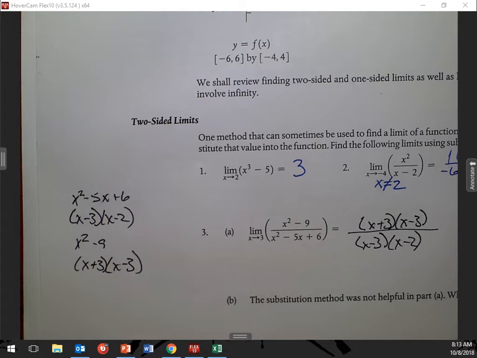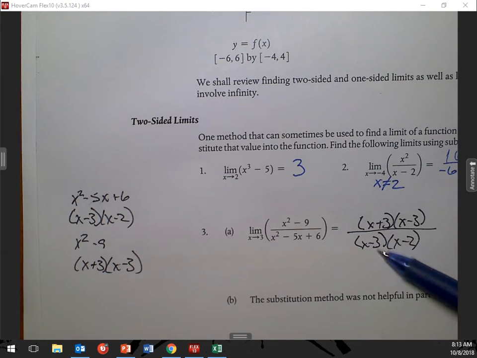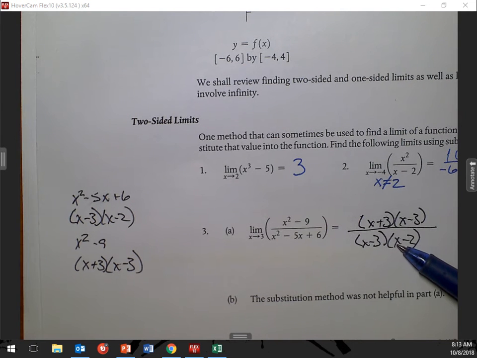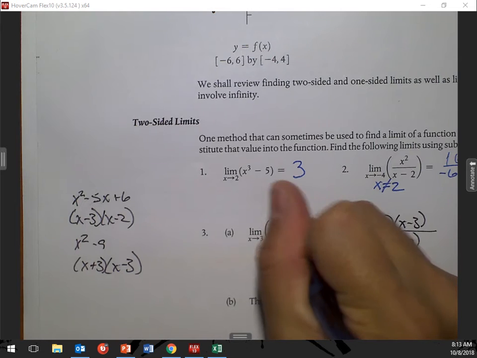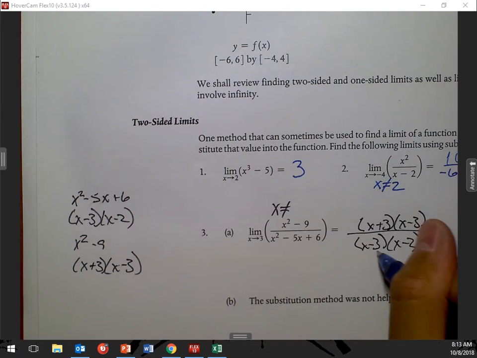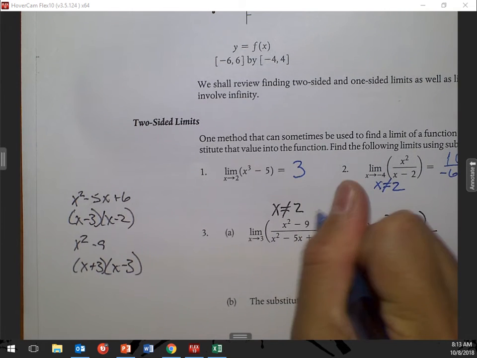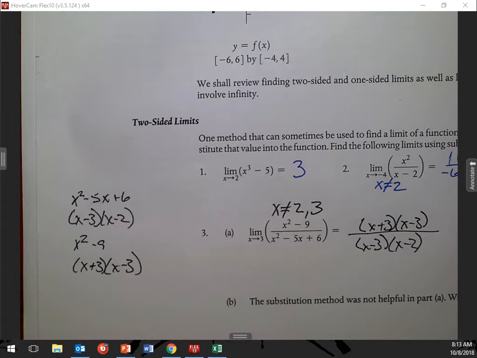Okay, all right, so because of the denominator, what are my restrictions? X cannot equal positive 2 and positive 3, right? What am I finding the limit at?